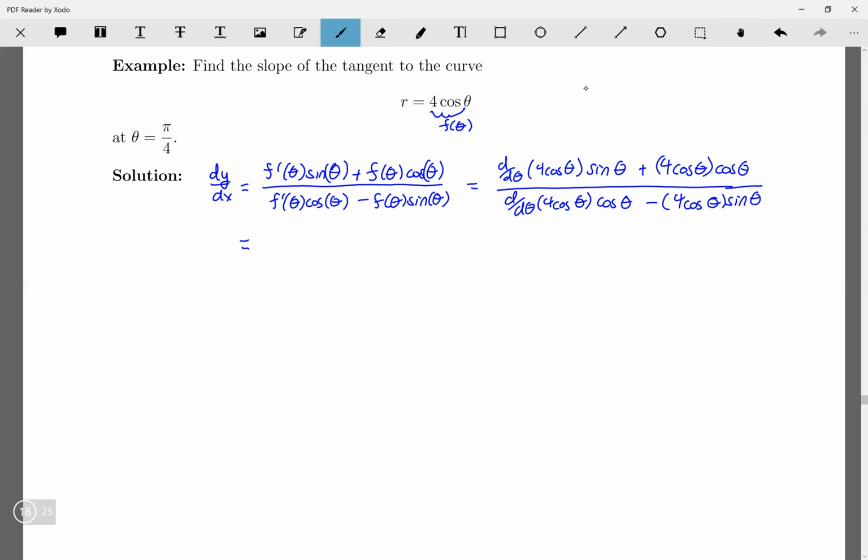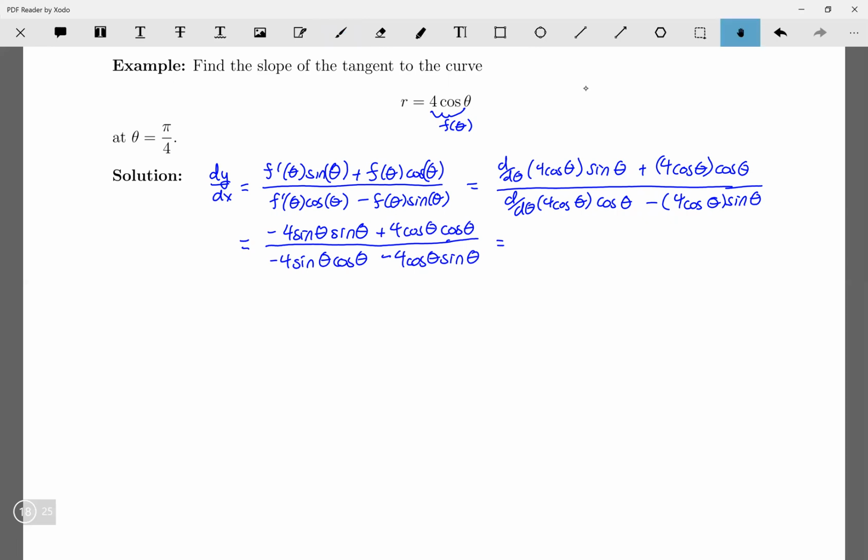And then after I plug it into the formula, I actually do the work. So the derivative of 4 cosine theta is minus 4 sine theta. So I have a negative 4 sine theta times sine theta plus 4 cos theta times cos theta. And since the derivative doesn't change as I go from the numerator to the denominator, I know that's negative 4 sine theta cos theta minus 4 cos theta sine theta. So just plugging in what the derivative is.